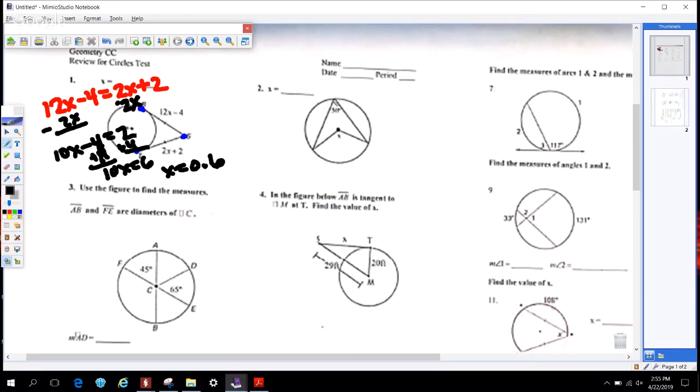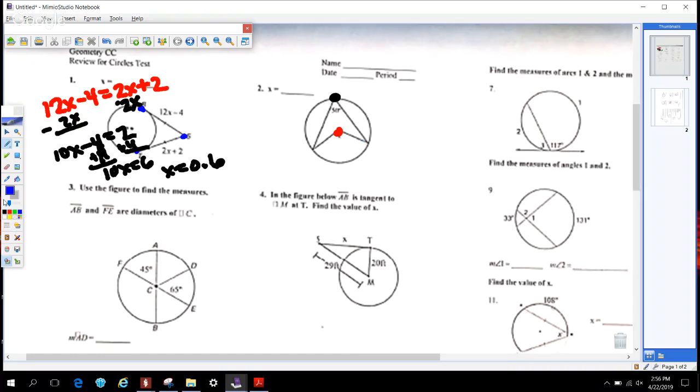Okay, number 2, what do you notice about these two angles? Tell me about this angle right here that I just made a big black dot. Is that inscribed in the circle? Okay, tell me about the dot. Tell me about the other angle. What type of angle is the one with the red dot? Where is it located? Excellent. It's located in the center, so it's central.